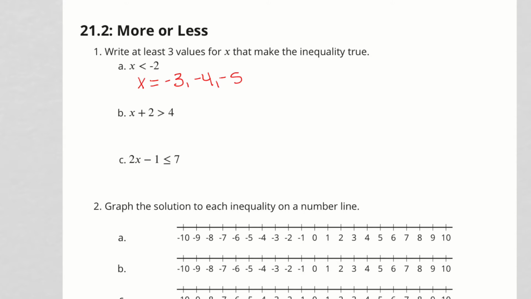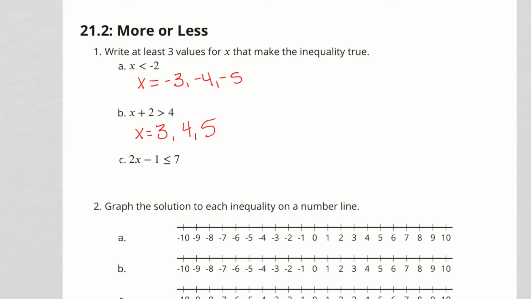Okay, what about b? What values of x make this true? 3 and above. Okay. So 3, 4, 5, that's fine. So anything that makes that true, so we want it to be greater than 4 on the left side. So 2 would make it equal, so anything greater than 2.